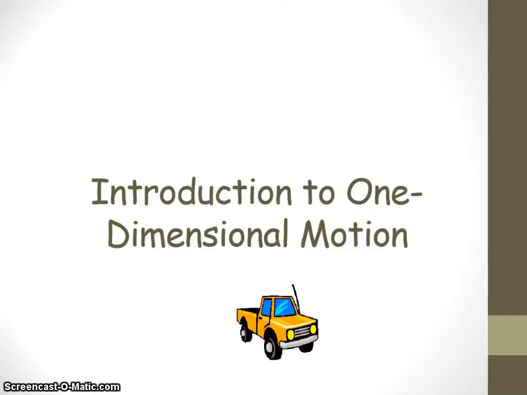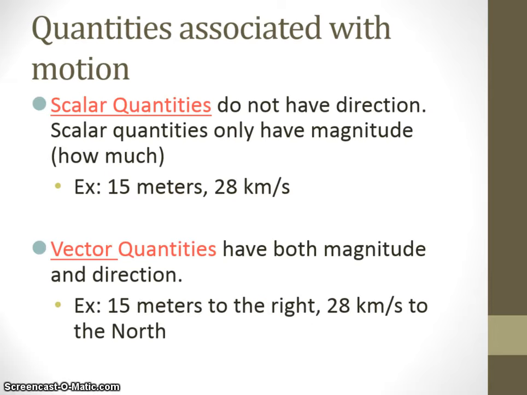Hello, these video notes are about one-dimensional motion, also called linear motion. There are two types of quantities that we use to talk about motion in physics, scalars and vectors. First, let me back up and tell you what a quantity means.